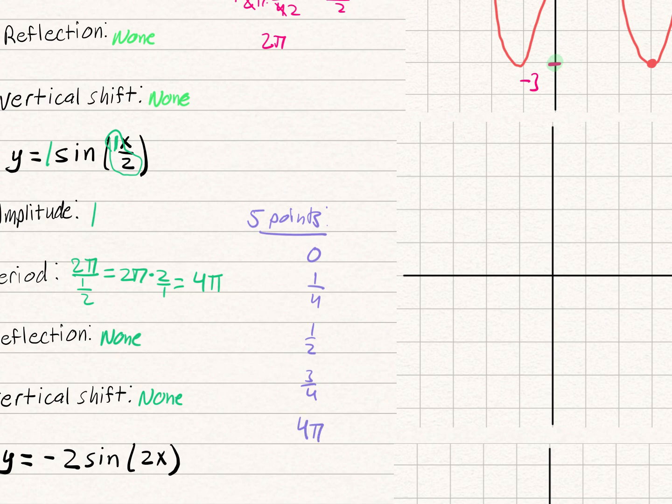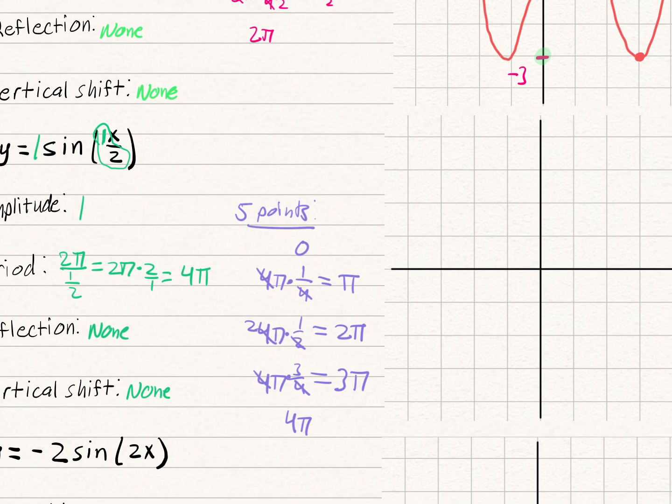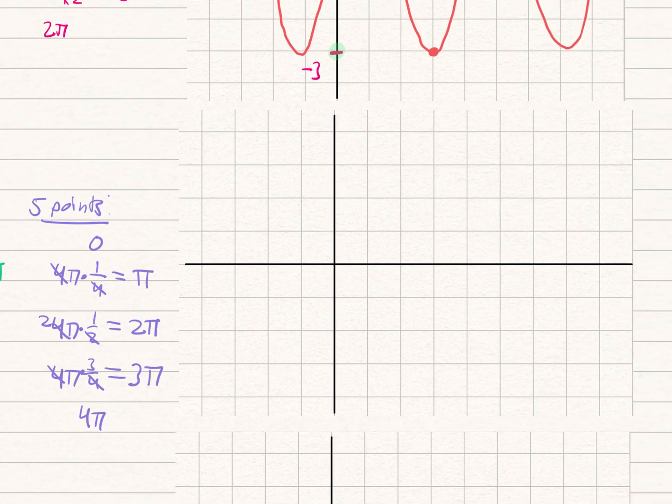All right, so at my 1/4 mark, multiply it by 4 pi. The 4's are going to cancel. We just get pi. All right, multiply 4 pi times 1/2. The 4 and the 2 are going to simplify. This is going to become 2 pi. All right, multiply 4 pi times 3/4. The 4's are going to cancel, and then we end up with 3 pi. So 0, pi, 2 pi, 3 pi, and 4 pi are the key points.